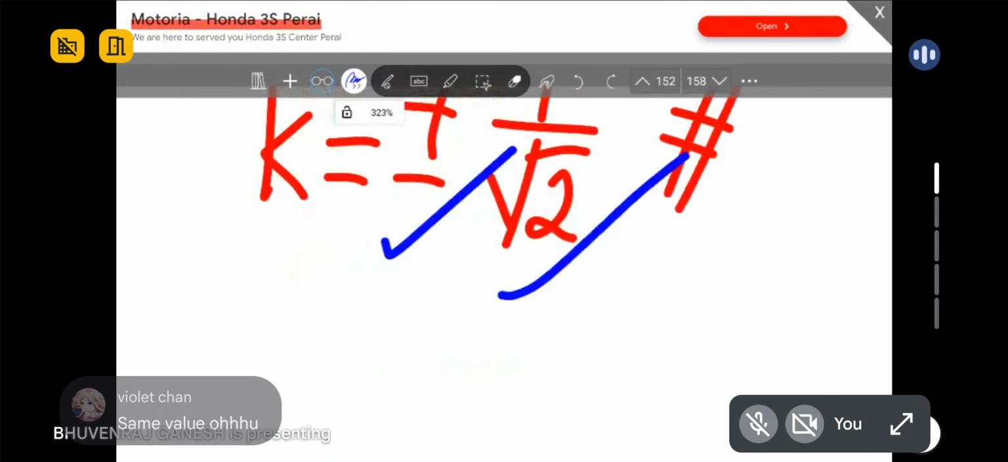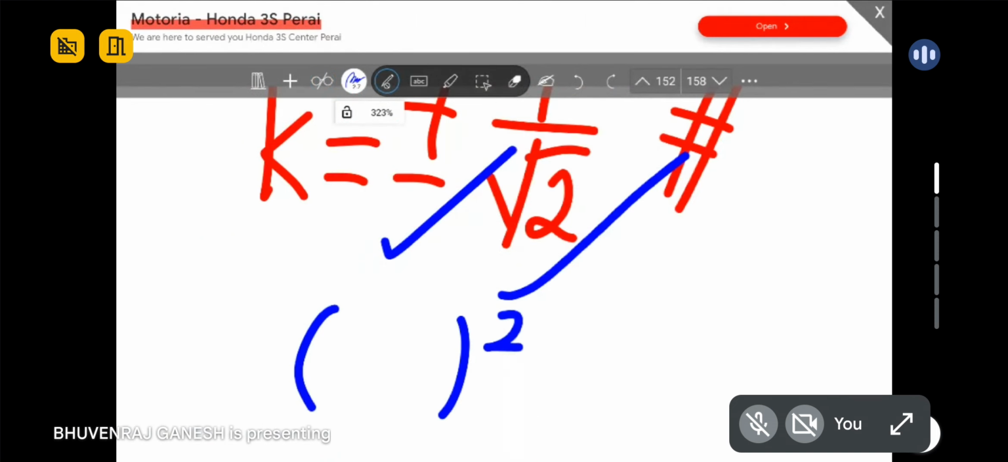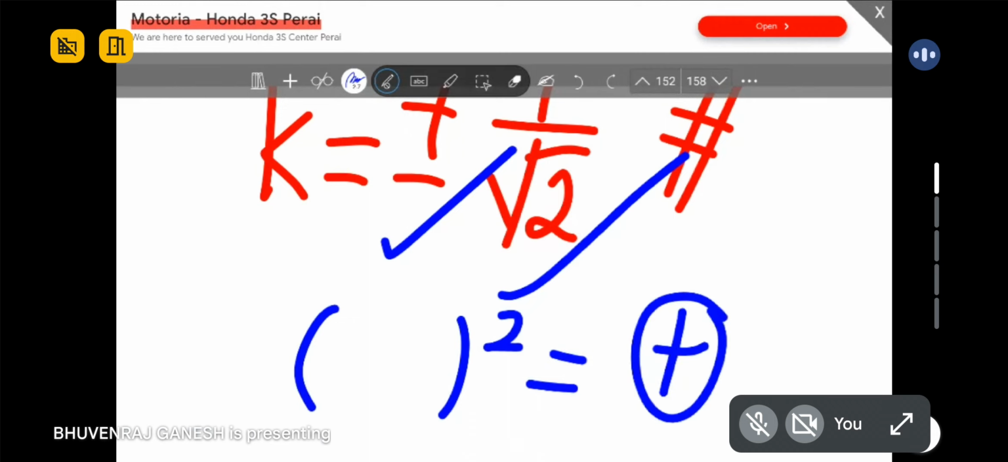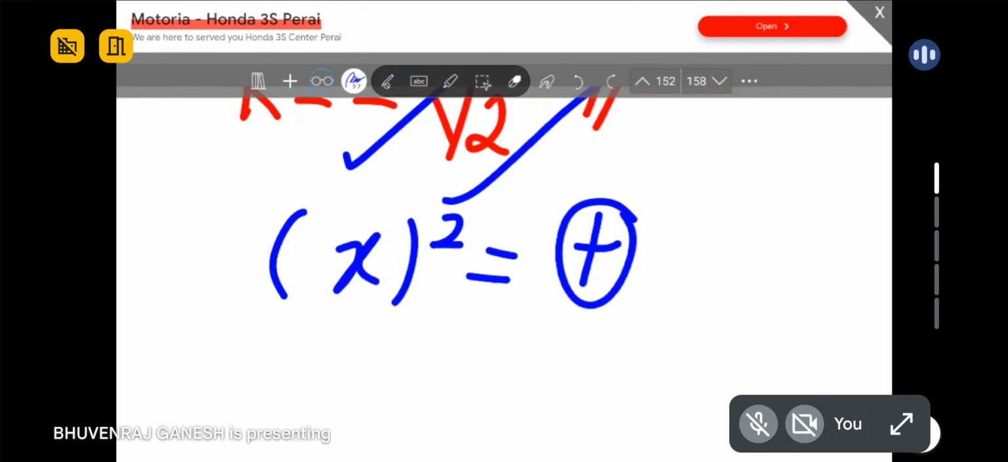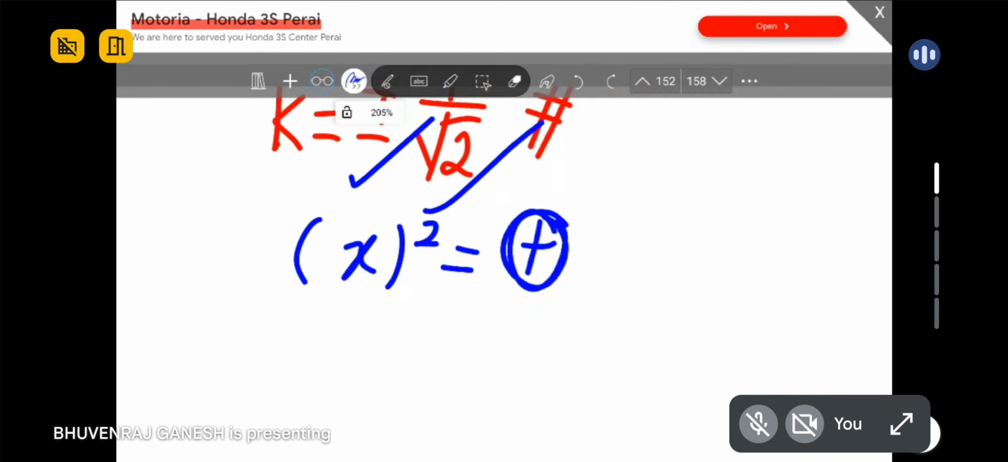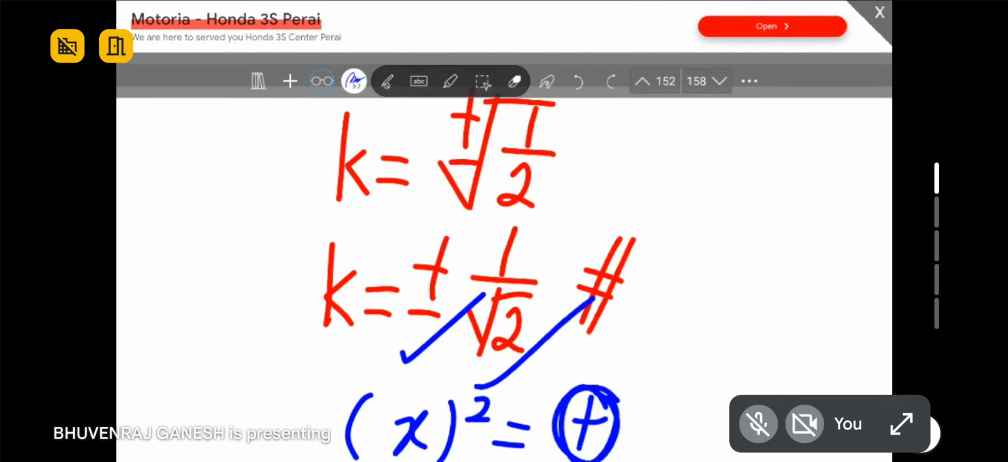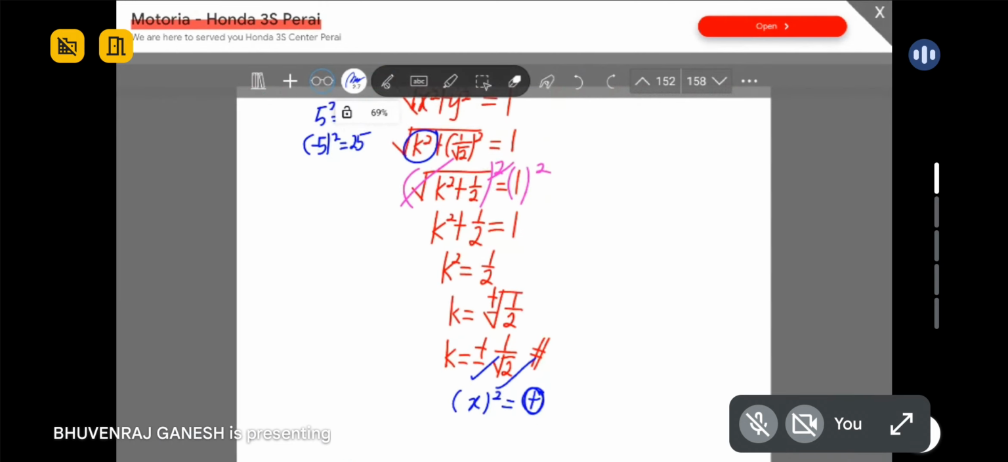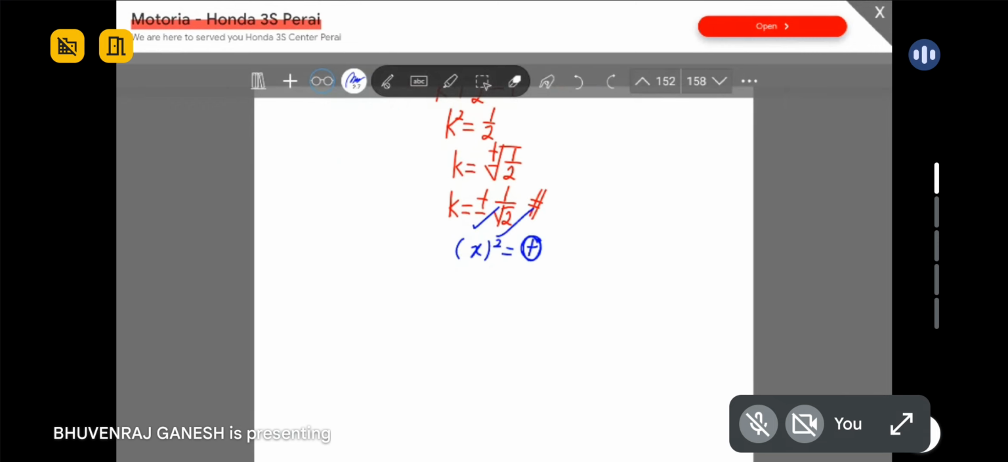Boleh dapat? So always remember anything that is square, the answer is always positive. X square, for example, is always positive, no matter what your x is. Tak kira apa-apa nilai x, you will get positive answer. Always. Can? All of you? Dapat? So that's all for this question. Should be no problem, right?